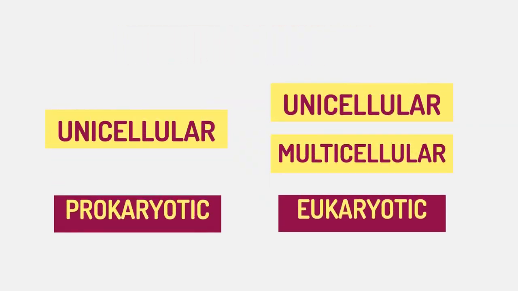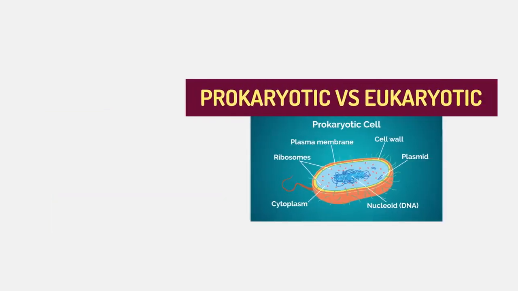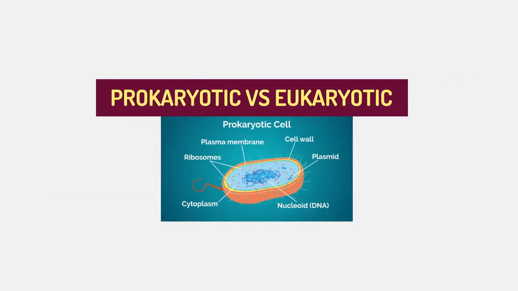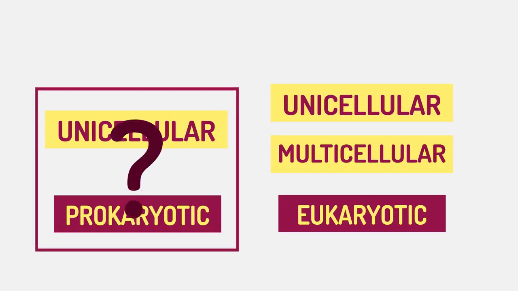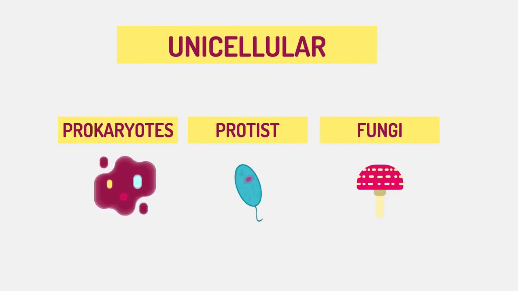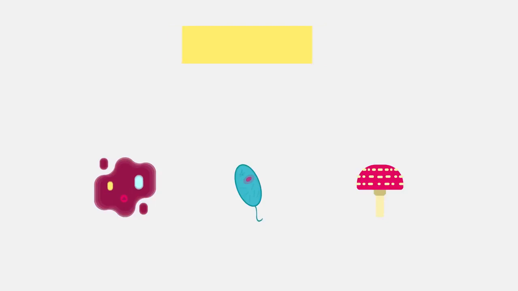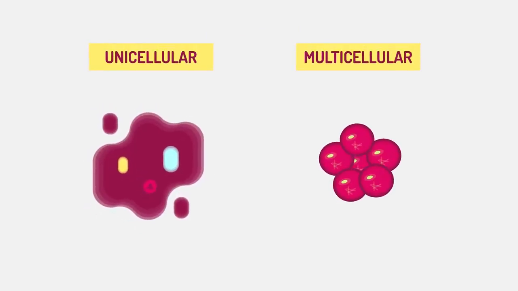All prokaryotes are unicellular. Eukaryotes can be uni or multicellular organisms. We look at the difference between pro and eukaryotes in this video, and we'll discover why the statement that all prokaryotes are unicellular is contended by some scientists. Most protists and some fungi like yeast are also unicellular. So there we have unicellular and multicellular organisms.